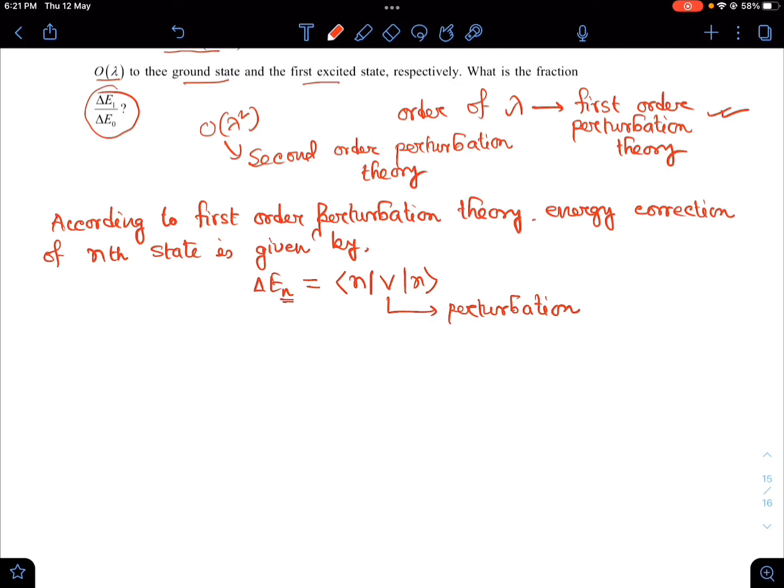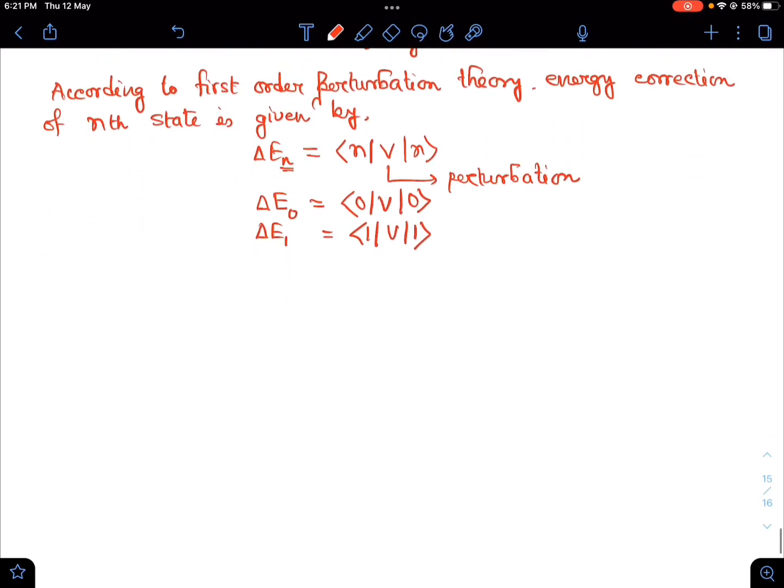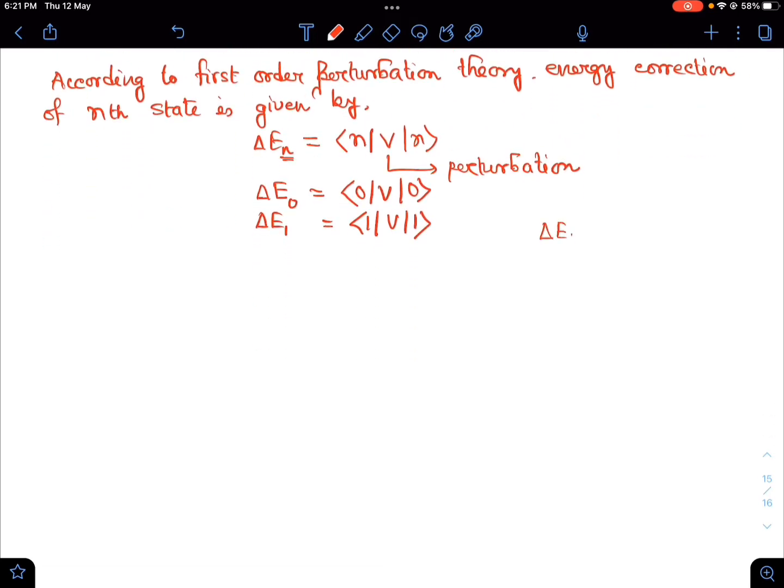So for the ground state, we have the perturbation as this, and for the first excited state we have the perturbation as this. So we have to find these two terms, and after that we have to find the ratio delta E1 by delta E0. So this we have to calculate. So let us proceed.